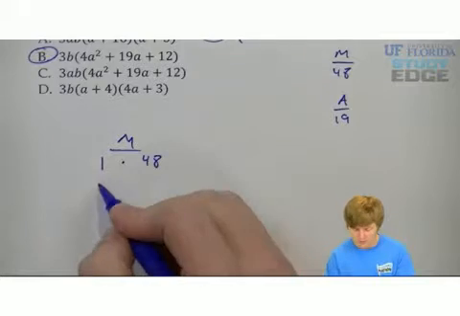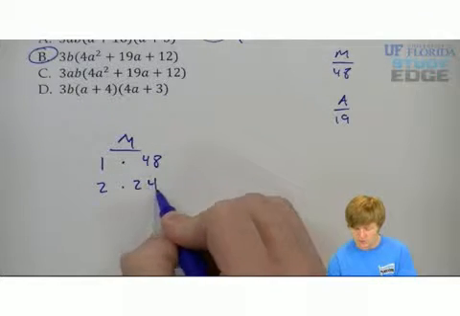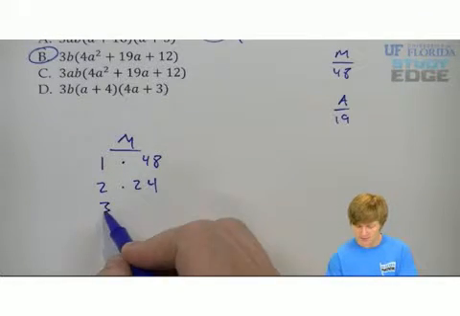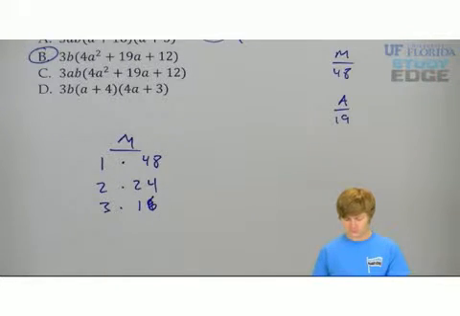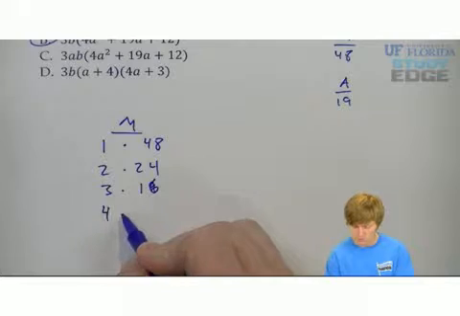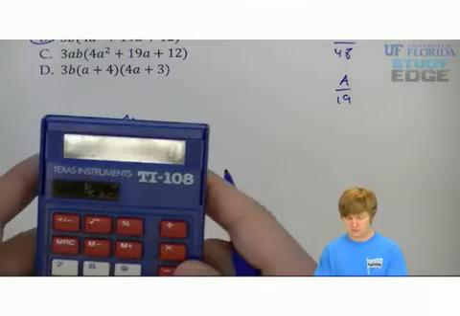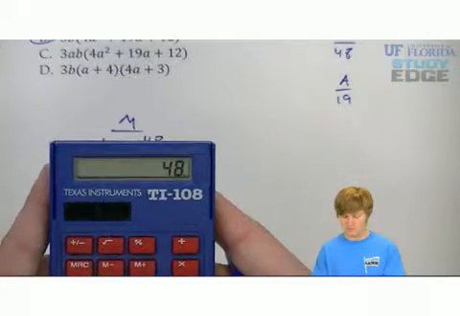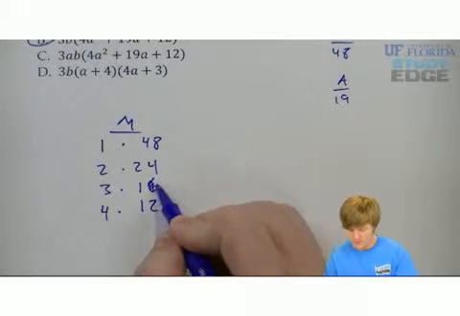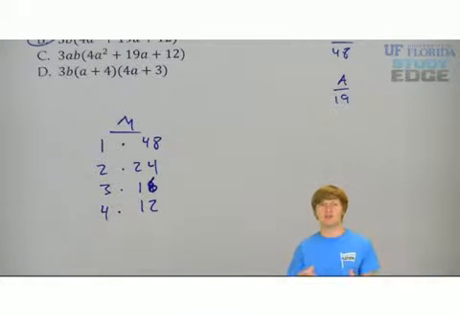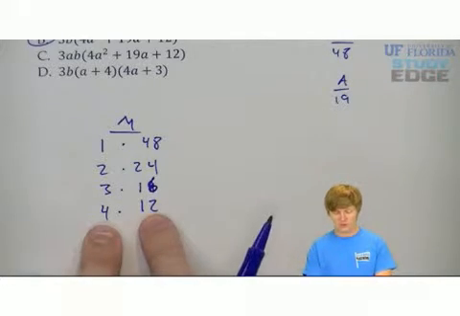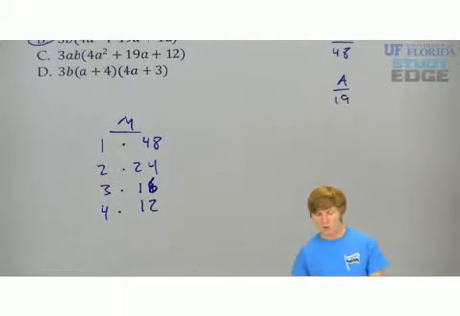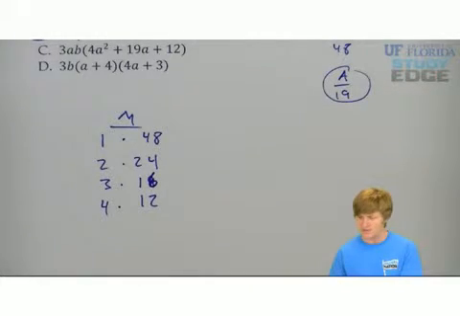1 times 48, 2 times 24, 3 times 16, 4 times 12, yep, is 48. And this will come with practice. As long as you do this over and over again, you will get way better at learning what two numbers multiply to be that 48. Well, remember, I'm trying to figure out two numbers that add to be 19.